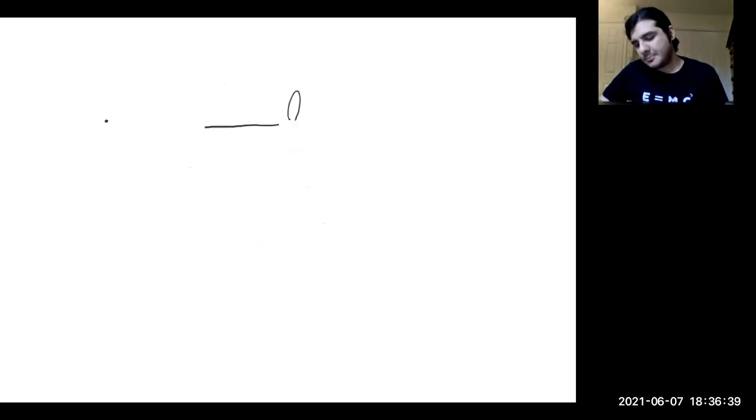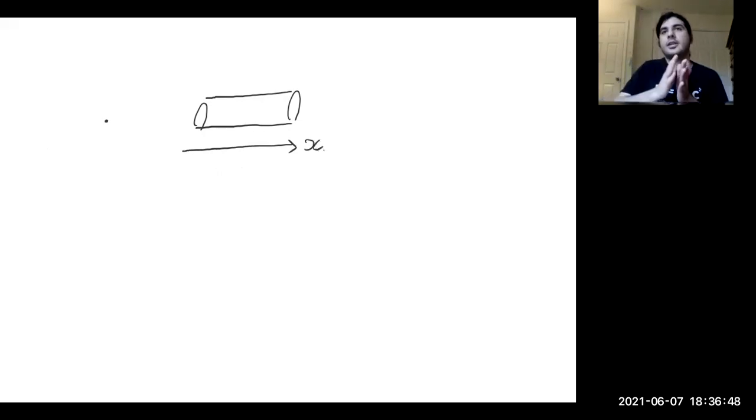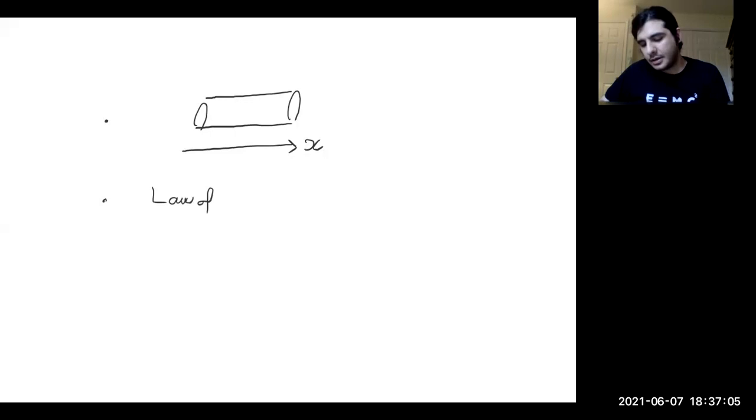Let me sketch this figure again. We have the x-axis here, and there is also another axis, which is time. Time is of course also passing, though I'm not going to draw that. The basic idea here to write down an equation is a very important law in physics, the law of conservation of energy.